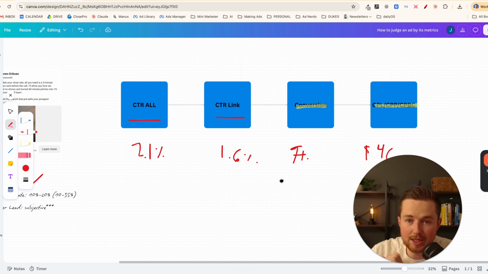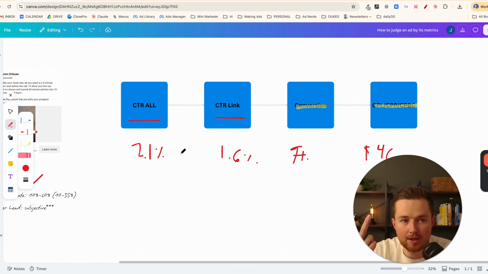So what this could mean, as I'm looking at how to judge an ad by its metrics, is, okay, the ad is stopping the scroll. People are interested in the offer because the click-through rate is high, but the conversion rate is low. So what that could mean is that what is said on the ad maybe isn't fully congruent with what's on the landing page or lead form.